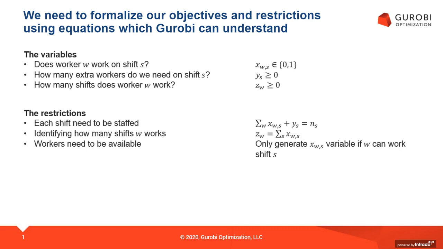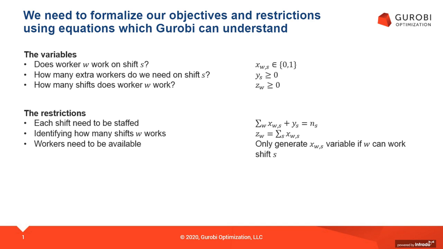So next up are the restrictions. Let's look at the first restriction that we have, which was that each shift needs to be staffed. The way we're going to go about this is, if you look on your right, you see there is this sum over all workers that we have, W, and we add the extra workers that we have on a given shift. And that number has to be equal to the number of people that we need at a given shift. And that enforces that each shift is staffed as it needs to be.